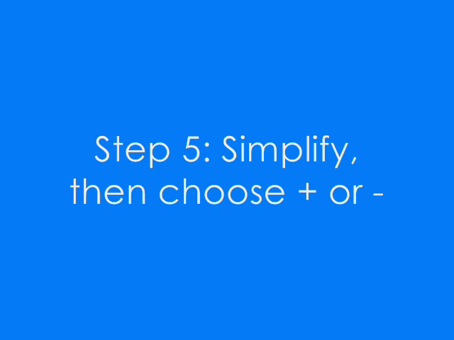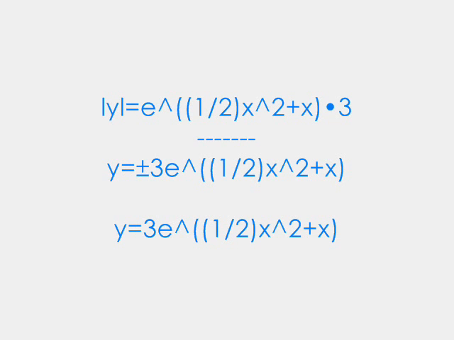Step 5. Simplify, then choose positive or negative. When simplifying a problem that includes an absolute value, you must introduce both signs. In this case, when you plug the initial condition into the equation, it is positive. Therefore, the answer must be positive.